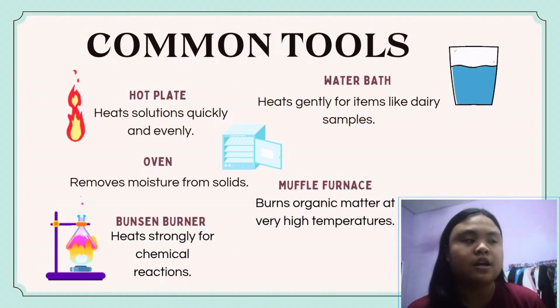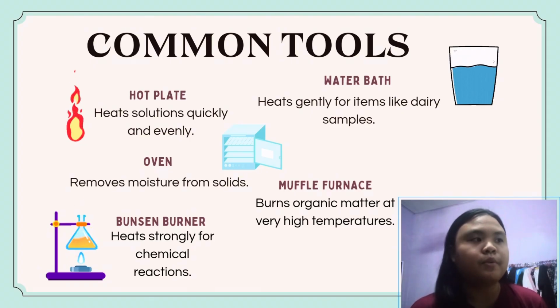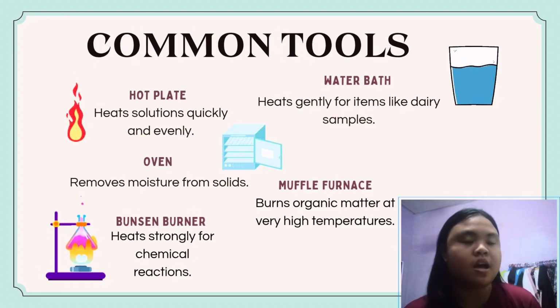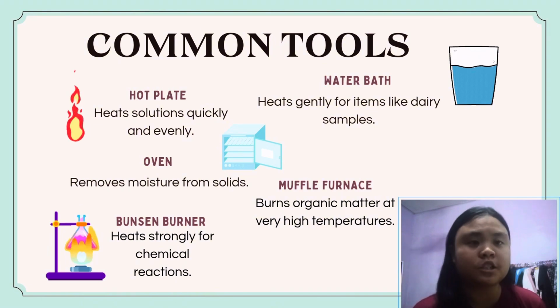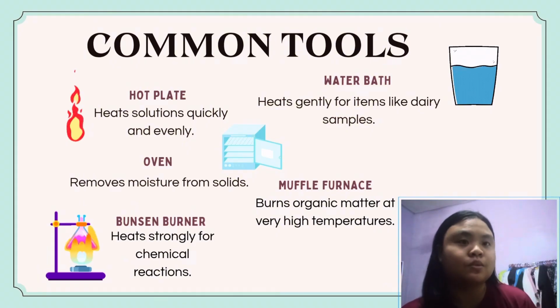Now for the oven. In food labs, ovens are used to remove moisture from products like cereal and bread to test their water content. This is important because too much moisture can cause spoilage or affect texture. Then, there is the Bunsen burner. You've probably used this in chemistry class. It gives a strong, direct flame and is ideal when we need to heat something fast and intensely, like during a flame test or when sterilizing tools.